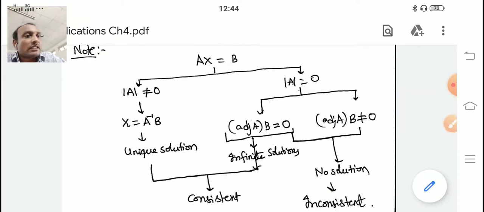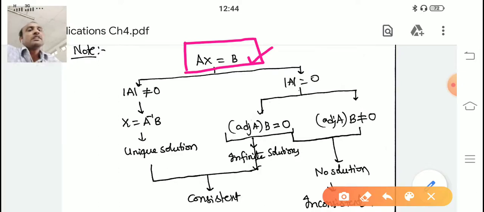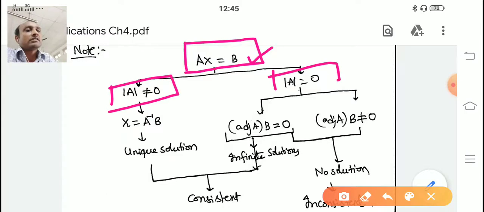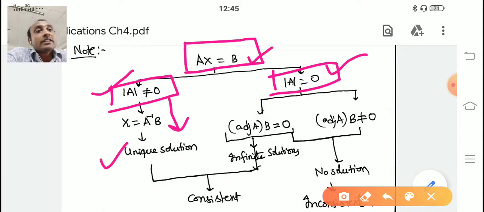See, first the given equations must be expressed in this form: Ax is equal to B. There will be 2 directions, det A is equal to 0 and det A not equal to 0. When det A is not equal to 0, you can find out the x value, because A inverse you can find out. So, x is equal to A inverse B, that is a unique solution, you will have a unique solution.